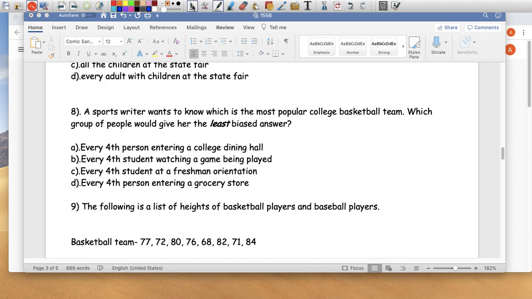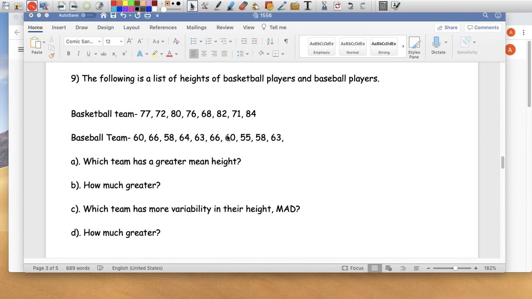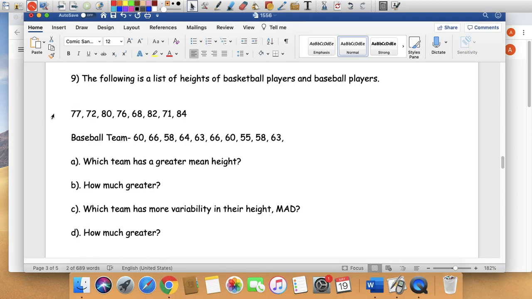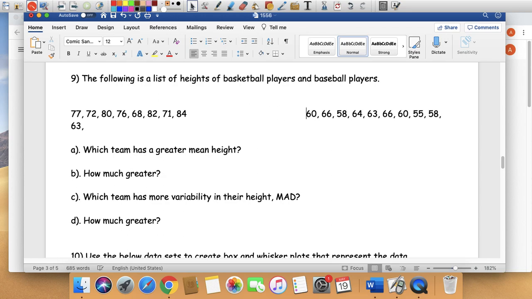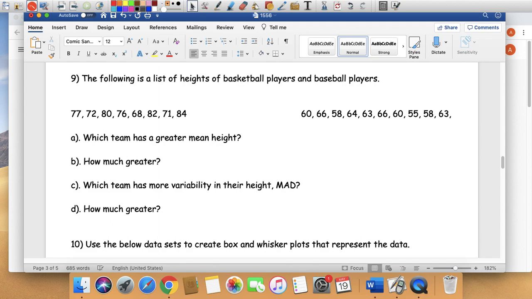Now we're talking about mean and MAD. I did this with my 701 class and I liked how I did it, so let me see if I can do it again. The answers you can answer yourself, they're not that difficult, but we're asked to find the mean, who has a greater mean. In order to do that, we're going to add all the numbers and divide. Which one is greater and by how much? And then we're going to talk about MAD. Okay, so let's do that.